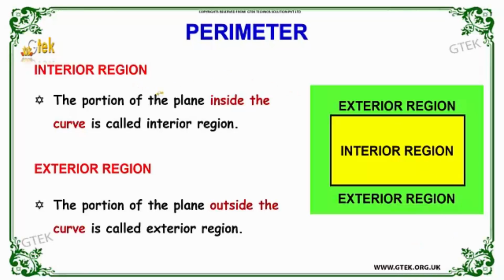Now let's move to the next concept, that is interior region. The portion of the plane inside the curve is called the interior region in general. The portion of the plane outside the curve is called the exterior region. So interior is inside, exterior is outside.